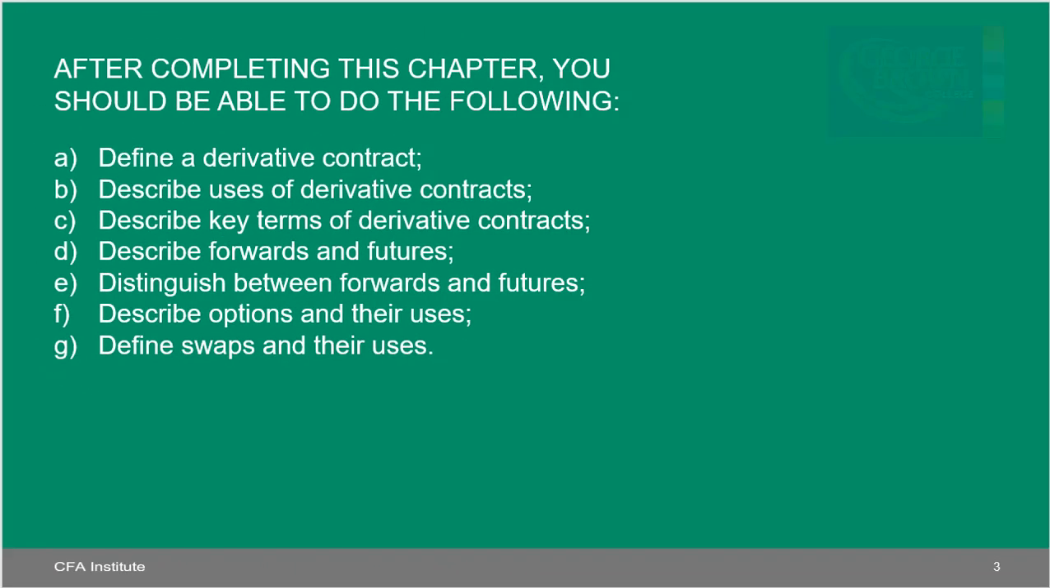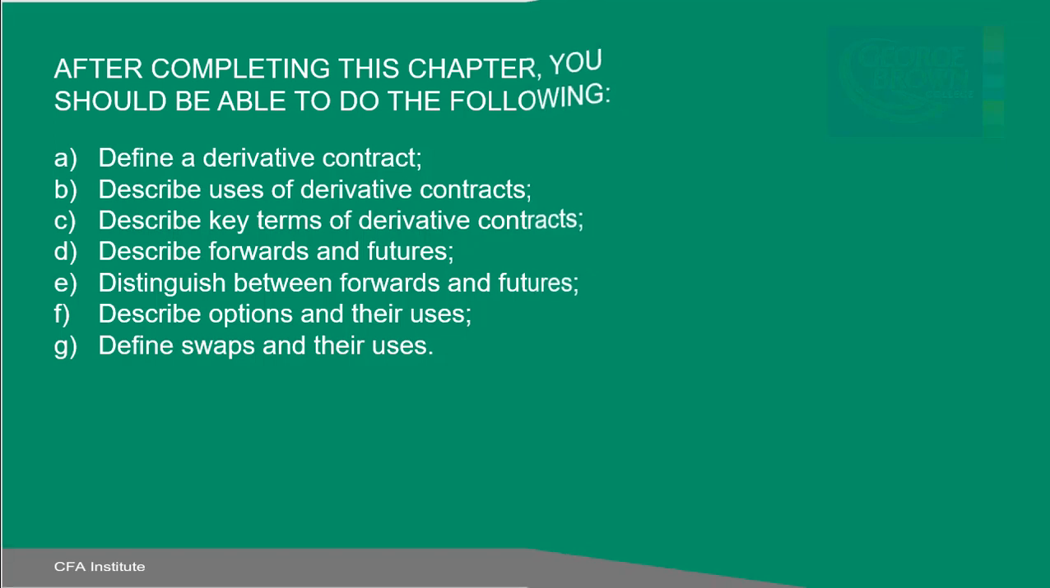The learning outcome statements for this chapter are: learning outcome statement A, define a derivative contract. B, describe uses of derivative contracts. C, describe key terms of derivative contracts. D, describe forwards and futures. E, distinguish between forwards and futures. F, describe options and their uses. And finally, G, define swaps and their uses.